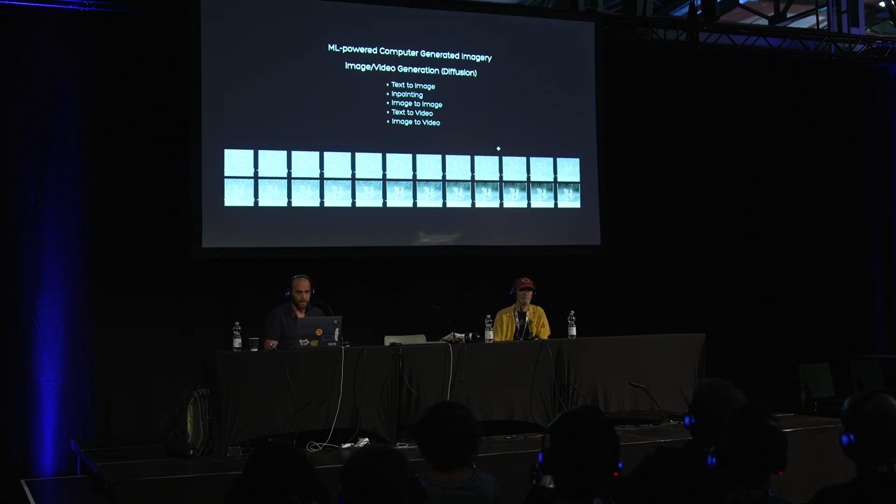On the other side, we have computer-generated imagery, which nowadays is typically all done with variations of diffusion models. Examples are text-to-image, where you prompt something and get an image out, inpainting algorithms, image-to-image, style transfer, text-to-video, and what we also see a lot lately is image-to-video. These have really gotten out there in the last 1.5 years.